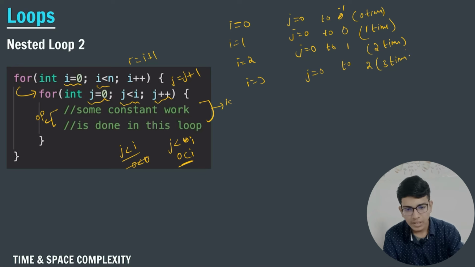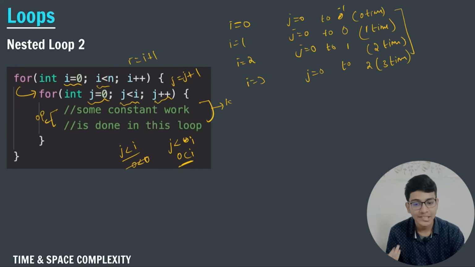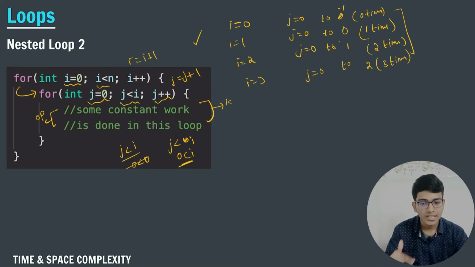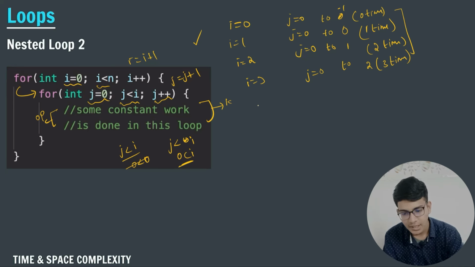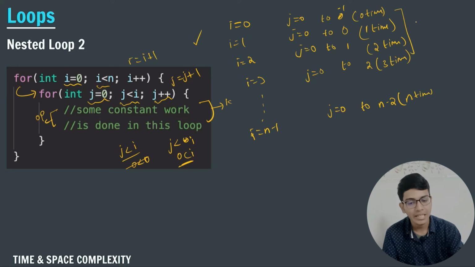So can you observe one thing, that the work, or the operations, is increasing at every iteration. As the value of i increases, the number of operations taking place in our inner loop will also increase. That is, let us consider that i is equal to n minus 1, then our loop will run from j equal to 0 to n minus 2. So the total number of operations that will take place here is about n times.